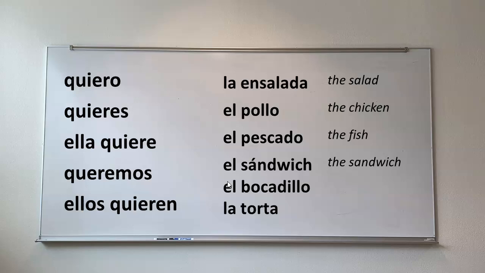Once you know what querer means, and once you know how to conjugate it, you don't have to go back to English or any other language. Just stick with the verb, you know what it means, and then once you know a little bit of vocabulary, then you can really start thinking in the language. So imagine you're at a restaurant. You're looking at the menu, and you point to the picture of the salad. You could say, quiero la ensalada. Then point to the chicken and say, quiero el pollo, or the fish, quiero el pescado, or the sandwich, quiero el sándwich. Just keep going through all of the different items.